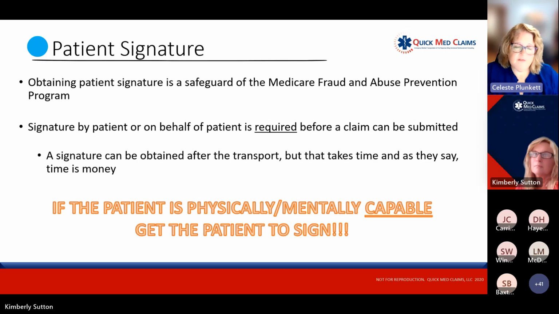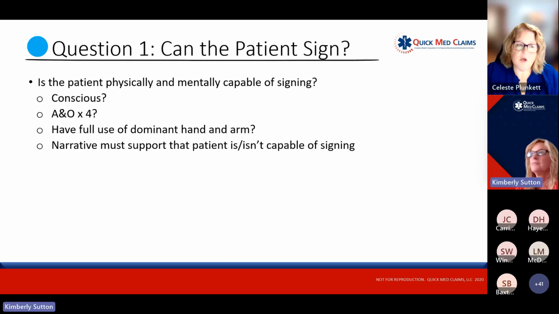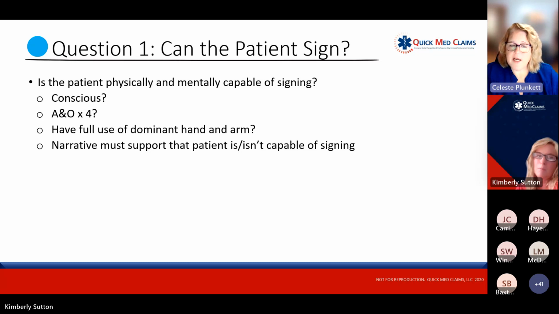A lot of times if these patients are critically ill, we're not going to ever get a signature from them. So if the patient is physically or mentally capable of signing, have that patient sign. That's the first rule for signatures. So can they sign? Are they mentally and physically capable? Are they awake, alert, and oriented, conscious? Do they have full use of their dominant hand and arm? Maybe they had a stroke and can't sign.